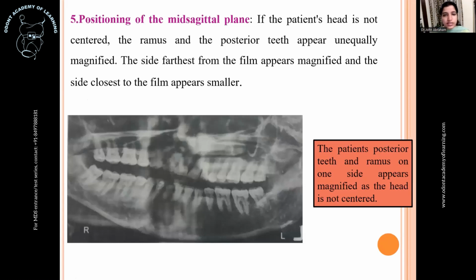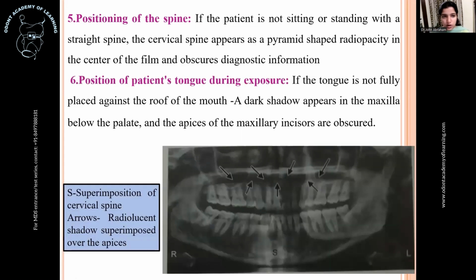Positioning of the mid-sagittal plane. So there is another error. If the patient's head is not centered, the ramus and the posterior teeth appear unequally magnified. So you can see this particular region where the condyle has disappeared. That is what happens if the positioning of the mid-sagittal plane is not correct, or the patient's head is not centered.